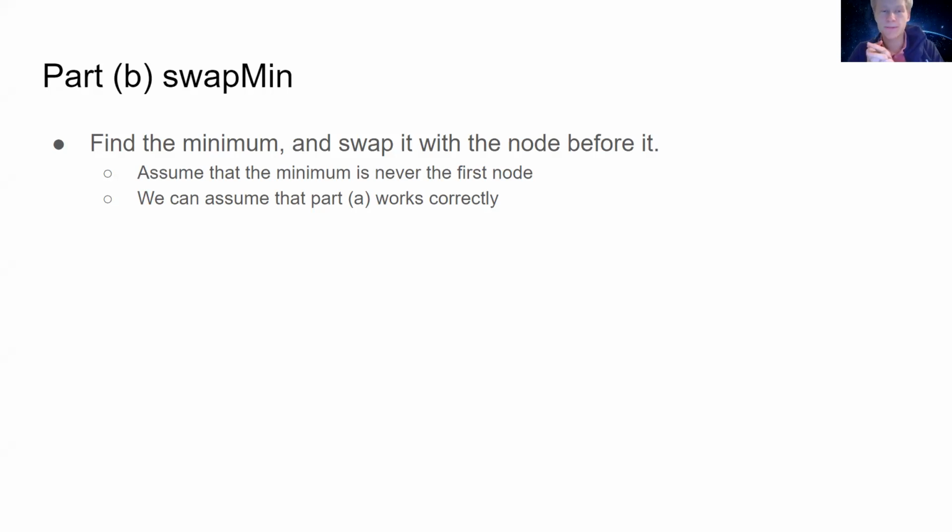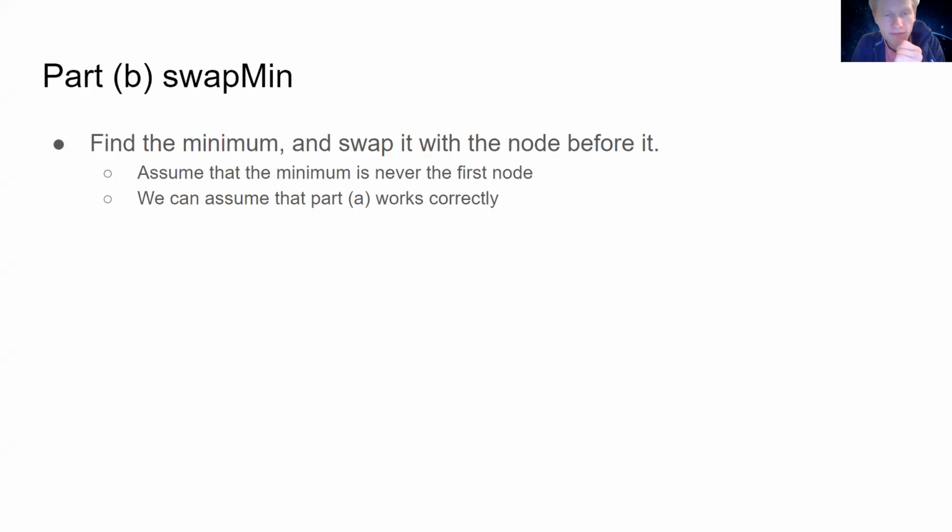Okay, so this problem goes hand in hand with the previous part. We have to find the minimum and swap it with the node before it. So we can use the previous part, and we can assume that works correctly. We can also assume that the minimum is never the first node.